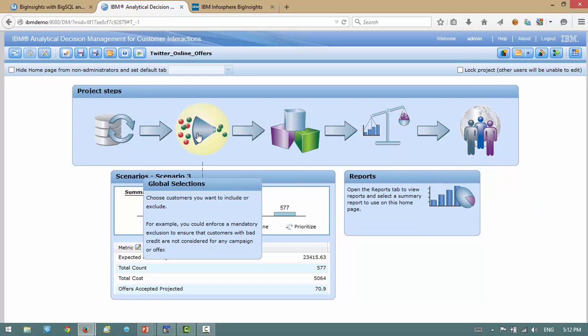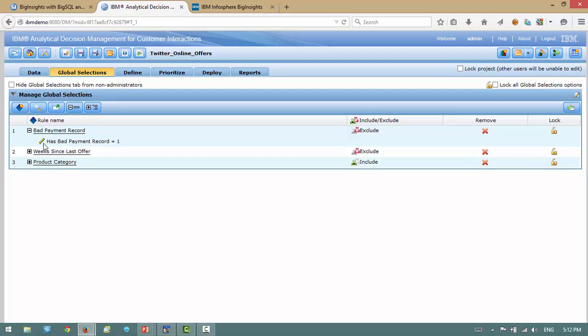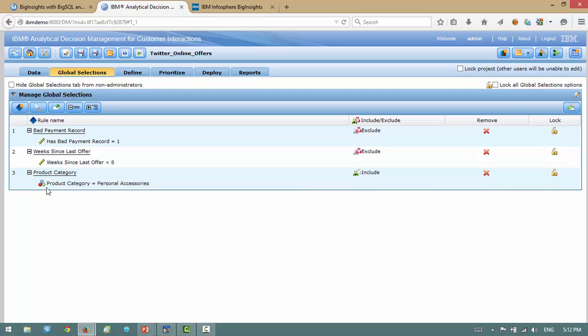Let's take a look at a segmentation piece. So here's where we segment out customers that have had a bad payment record, customers to whom we've made an offer recently, and also we're only looking to make offers for the product category of personal accessories. Now, all of these parameters are coming in from our traditional data warehouse, which has things like past purchase history, payment records, demographic information on our customers, etc.